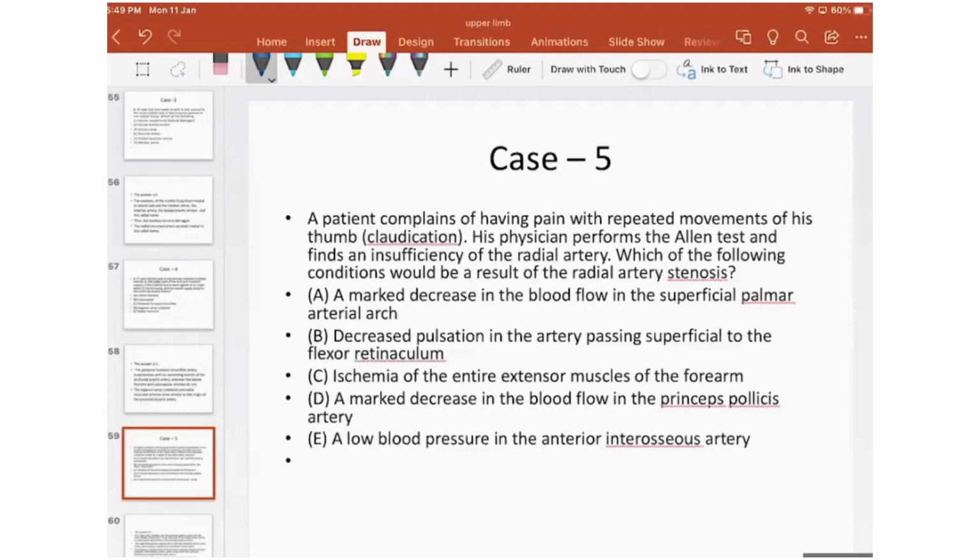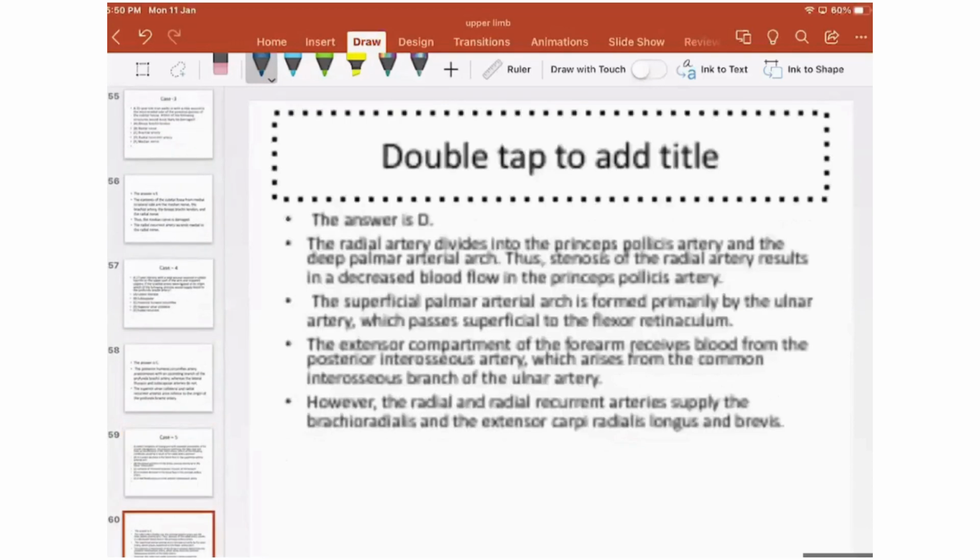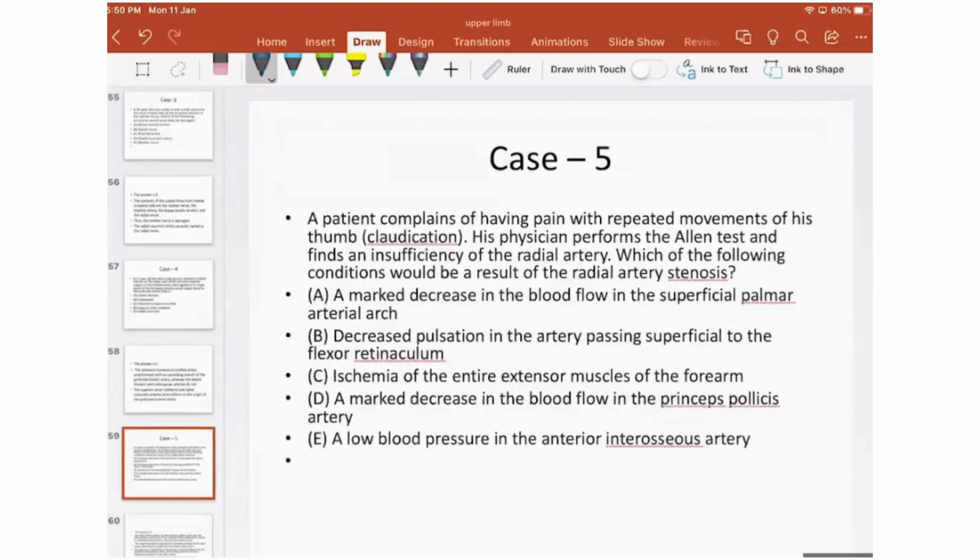His physician performs Allen's test with the help of a pen and finds an insufficiency of the radial artery. Which of the following would be a result of the radial artery stenosis? Marked increase in blood flow in the superficial palmar arch. The superficial palmar arch is formed by the ulnar artery, completed by the radial artery. Decreased pulsation in the artery passing superficial to the flexor retinaculum. Ischemia of the entire muscle. Marked decrease in blood flow. So what would be the answer? The answer is D, marked increase in the princeps pollicis artery. It is a branch of the radial artery.